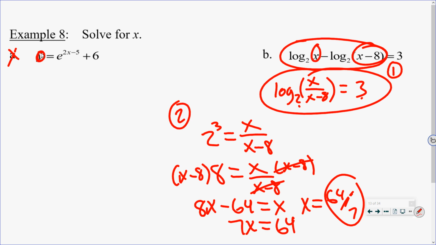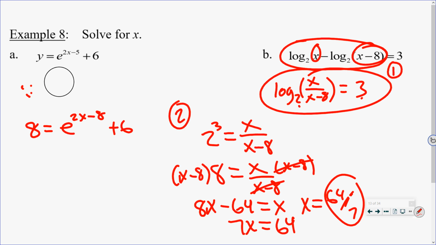All right, let's go back to this example. I want to do an exponential equation. There should have been a number in for y. Let's say that we have, I don't know, 8. So y is equal to 8. So 8 is equal to e to the 2x minus 8 plus 6. And we want to solve that equation.